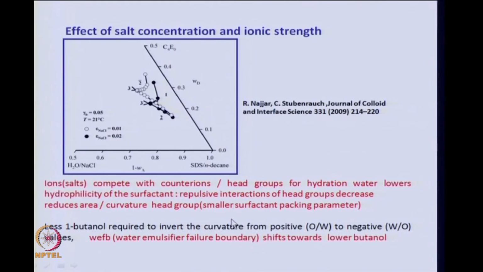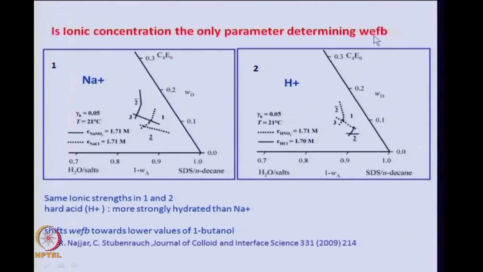The salt actually gives ions, and these ions compete with the head groups for hydration, which lowers the hydrophilicity of the surfactant, and the repulsive interactions of the head groups decrease, and that means that your interfacial tension is lower and you need less amount of co-surfactant to achieve the condition of interfacial tension to go to 0. Now, is ionic concentration the only parameter determining the water emulsification failure boundary?